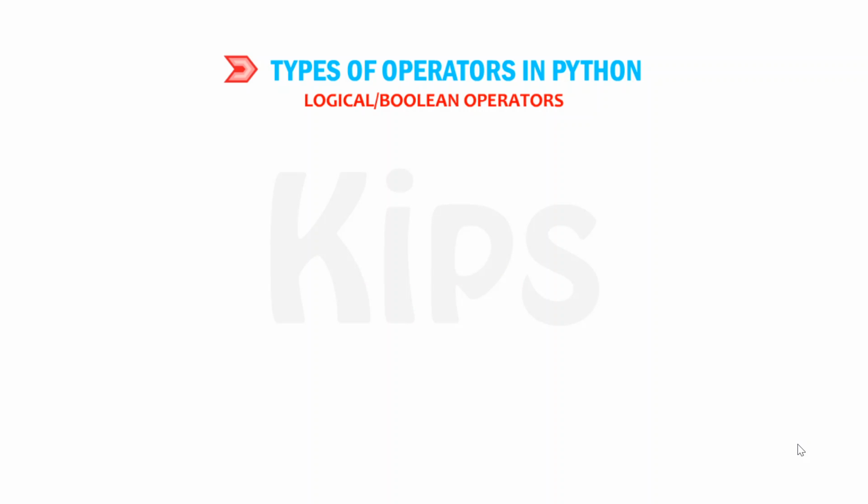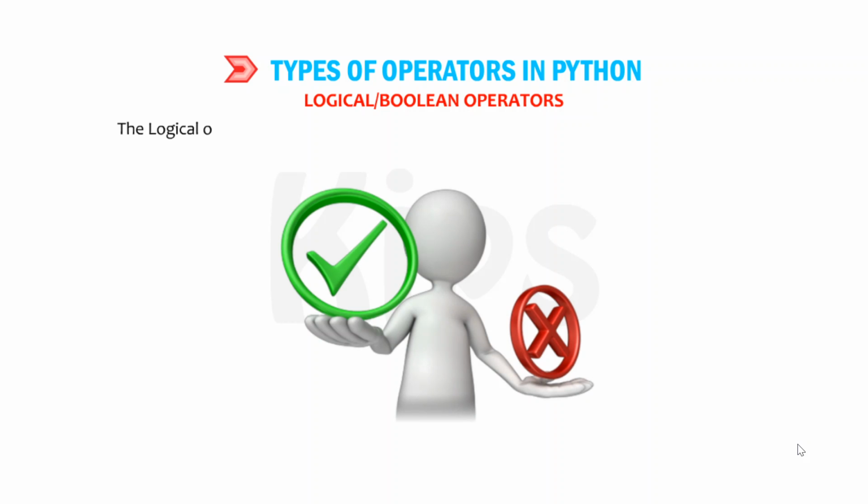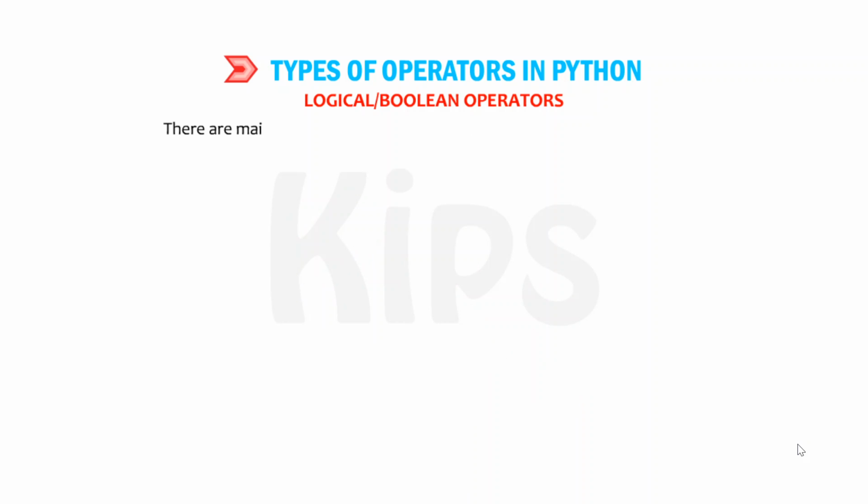Logical or Boolean operators. The logical or Boolean operators evaluate one of the two states, either true or false. We use these operators in Python to make comparisons. There are mainly three types of Boolean operators, that is and, or, and not.